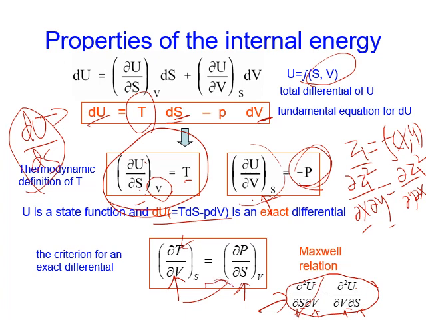The partial derivative of temperature with respect to volume, keeping entropy constant, should equal the negative partial derivative of pressure with respect to entropy when volume is constant. And this equation is called the Maxwell relation.